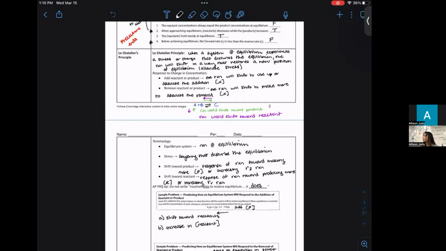Well, someone asked what would happen if we increase the rate of both? Well, then nothing would happen. But you can't increase the rate of both. Yes, you can. It's a catalyst. Okay. The catalyst increases the rate in both directions, because it just makes the overall process faster.